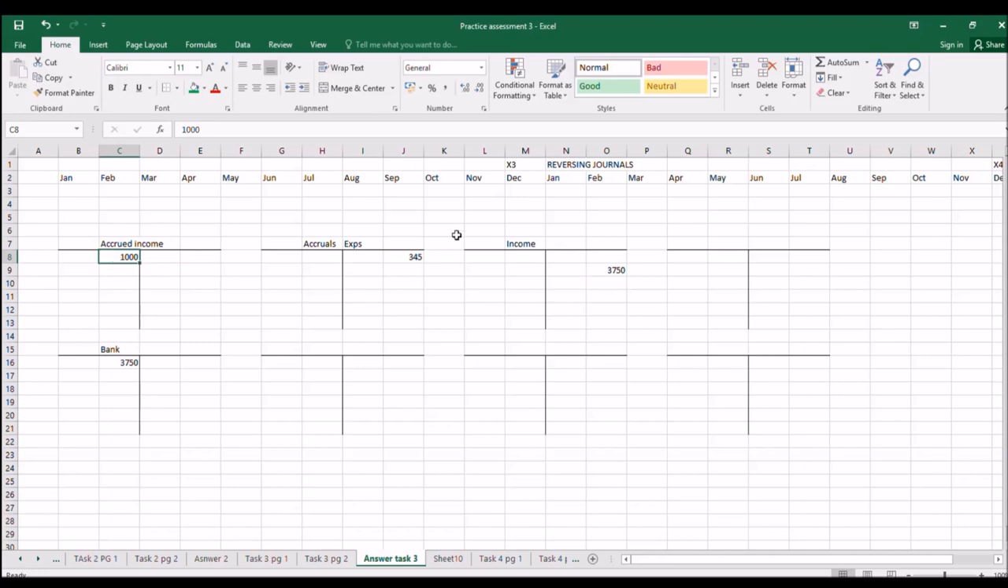So we got this one here, and it says on the 1st of January 2003, this was reversed. So we opened up with that there, and then we went credit the accrued income, and we went debit the rental income. Change that to rental income. Okay, so that's what we've opened up with. Here we've got a bank in here. Right, and there we got rent.